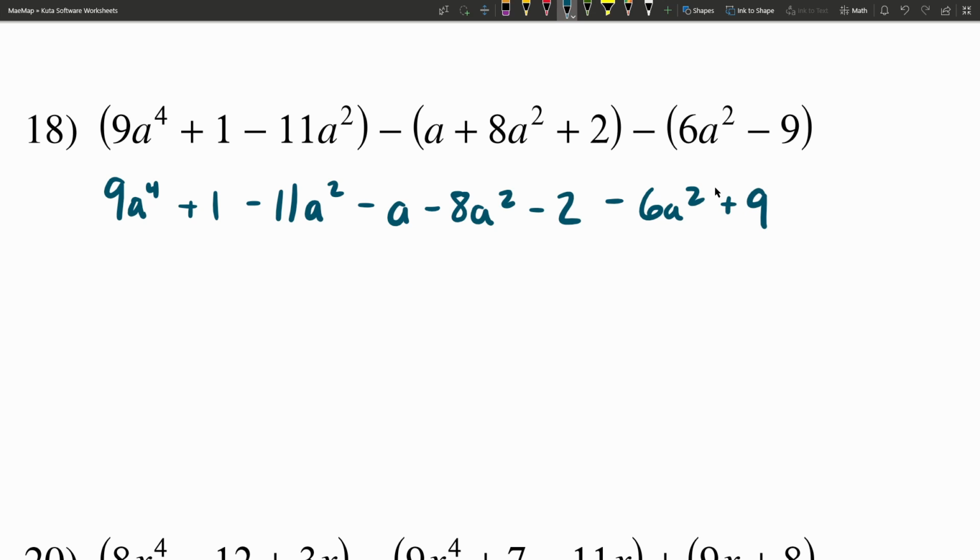Now, my highest degree is this degree all the way out in front, that 9a to the 4th, which occurs only one time. In here do I see a degree of 4.